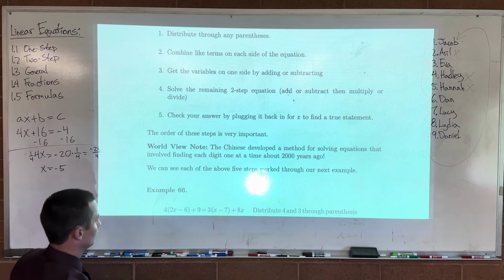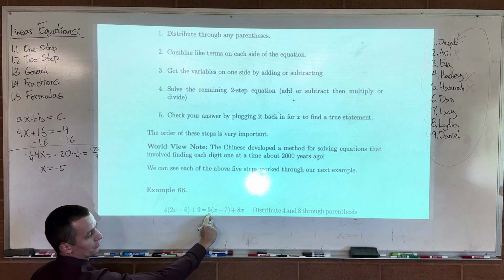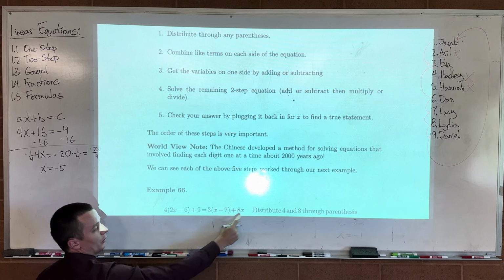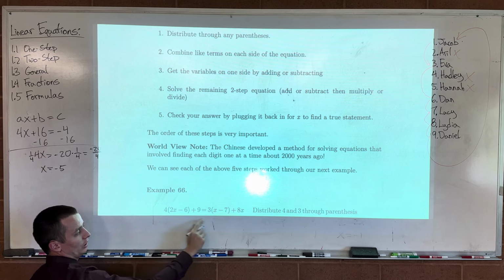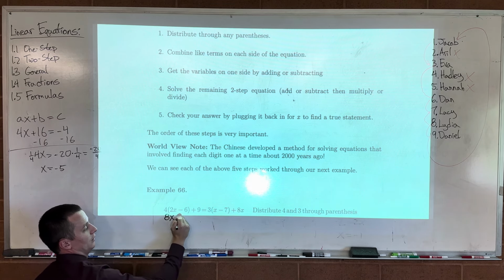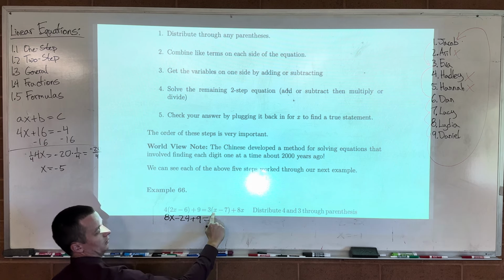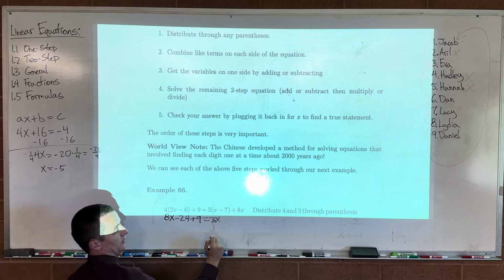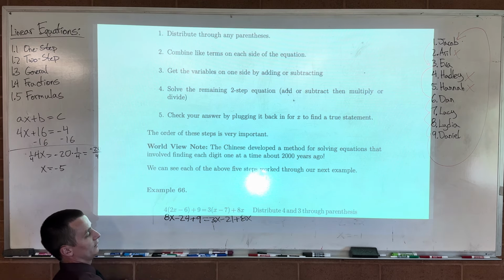Okay, so right down here. So 4 times 2x minus 6 plus 9 equals 3 times x minus 7 all plus 8x. What's our first step? Distribute. So 4 and 2x gives me 8x minus 24 plus 9 is equal to 3x plus 8x. Perfect. Combine like terms on both sides.